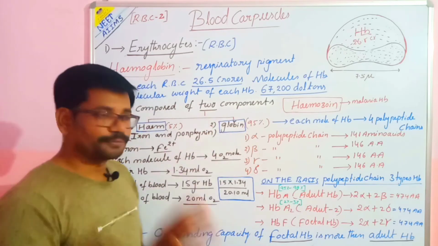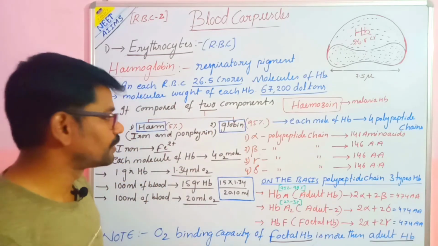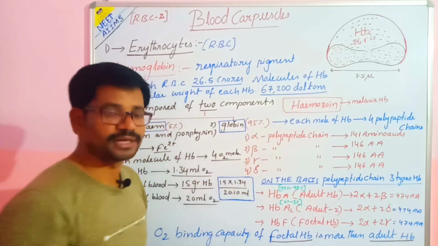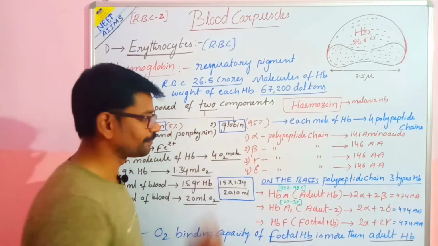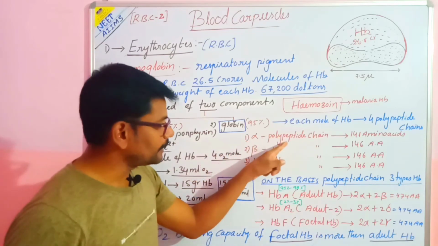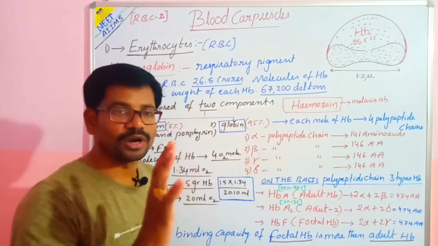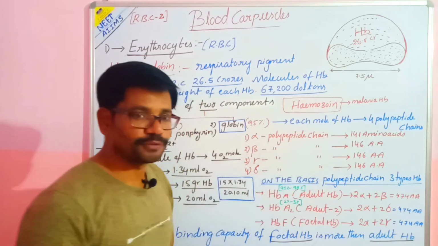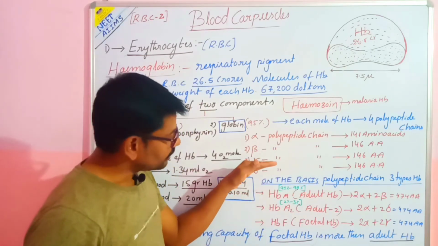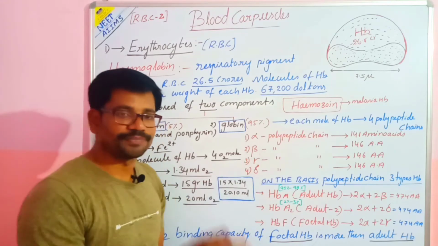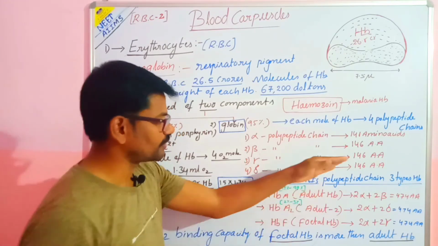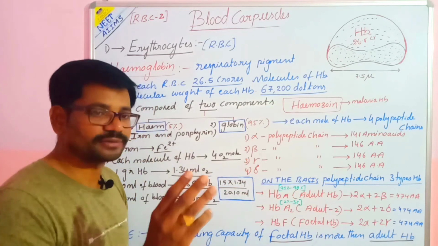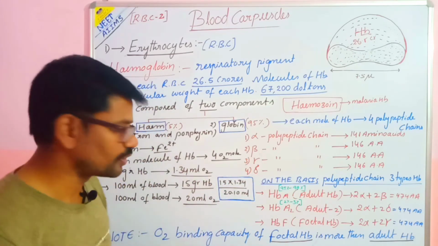There are 4 types of polypeptide chains in our body: alpha, beta, gamma and delta. The alpha polypeptide chain is made up of 141 amino acids. The beta polypeptide chain is made up of 146 amino acids, and gamma and delta also have 146. On the basis of polypeptide chains, there are 3 types of hemoglobin in our body.